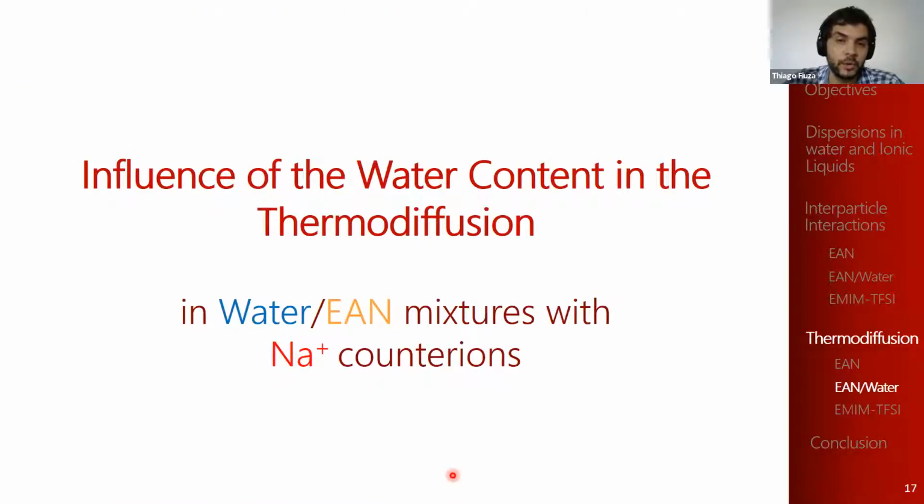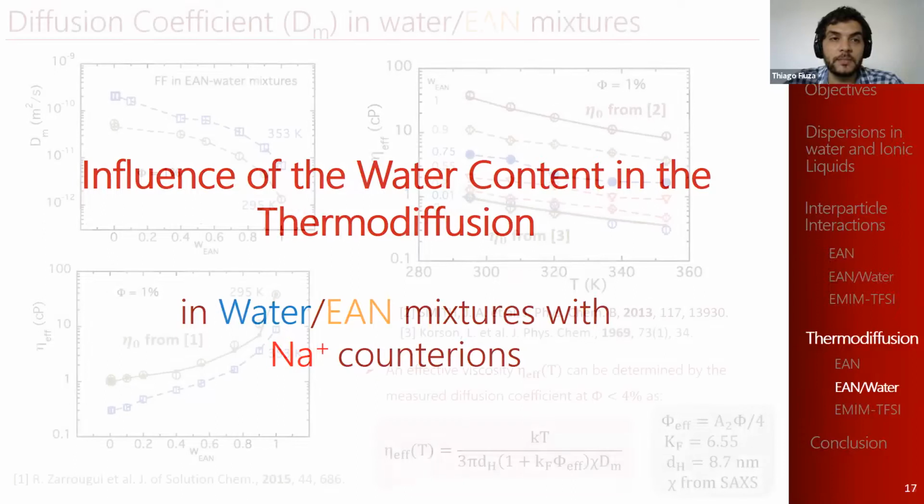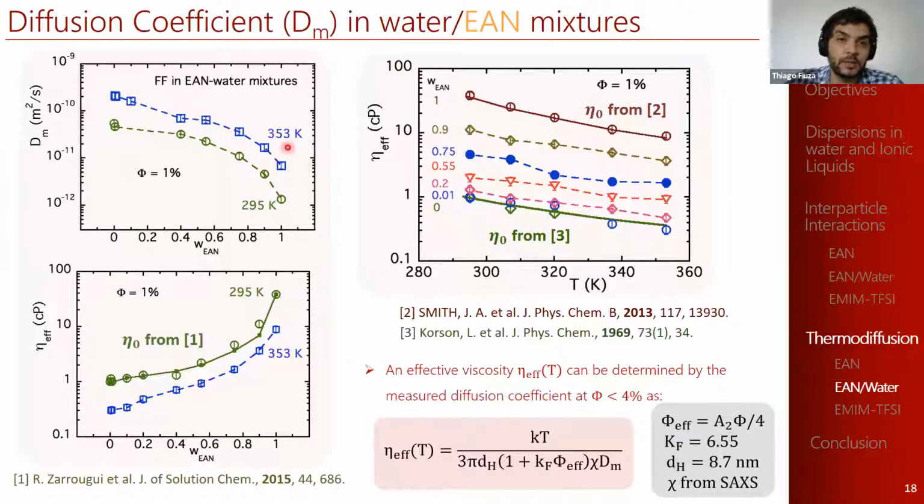Now, analyzing the water content, we can see that the diffusion coefficient is reducing with the increase of EAN, and that's because EAN is close to 40% more viscous than water. So as the concentration of EAN increases, the viscosity will also increase, and therefore the diffusion coefficient will be reduced.